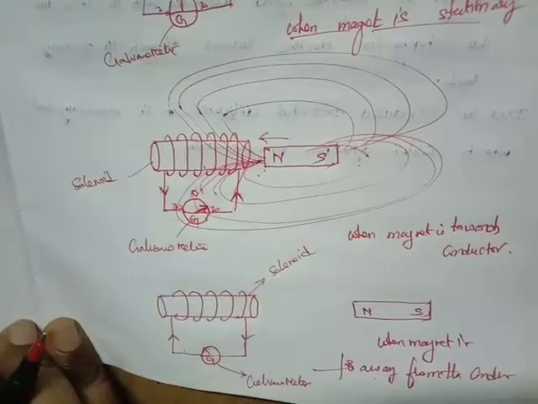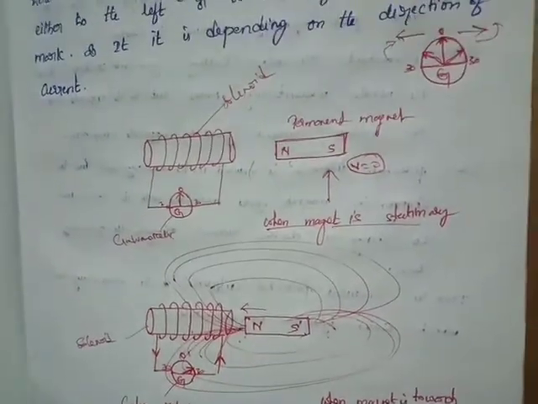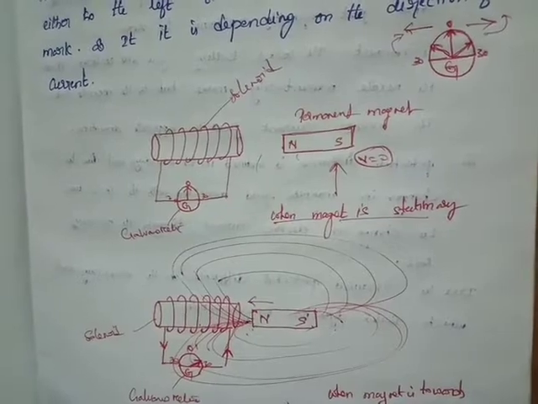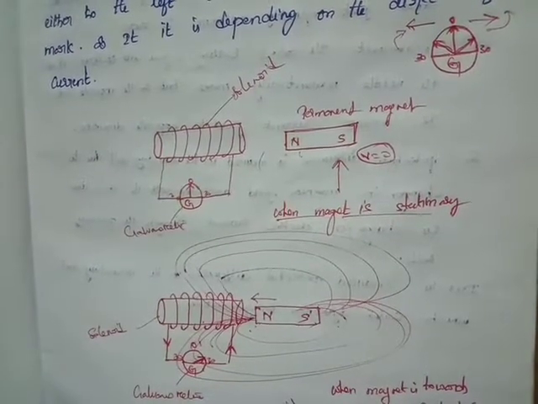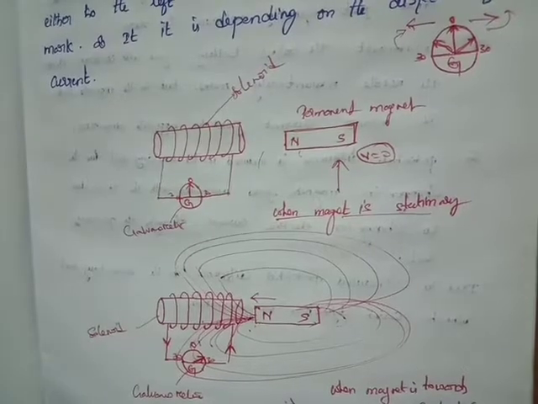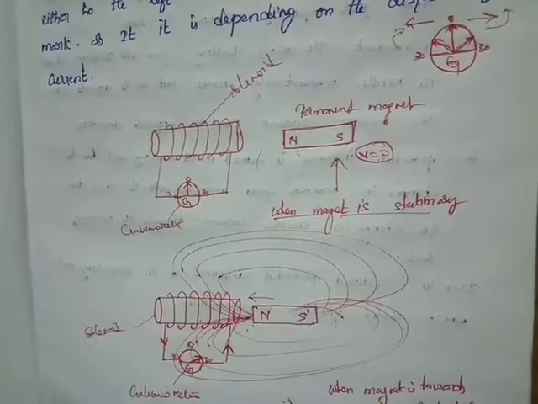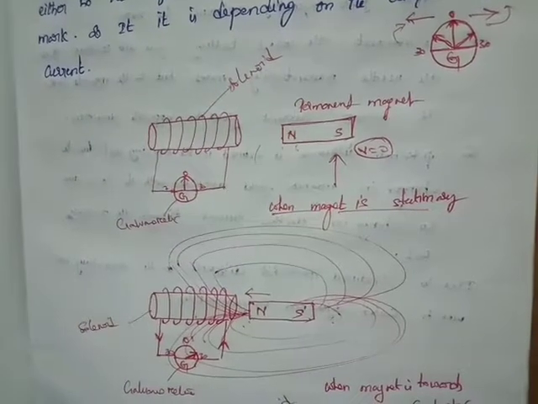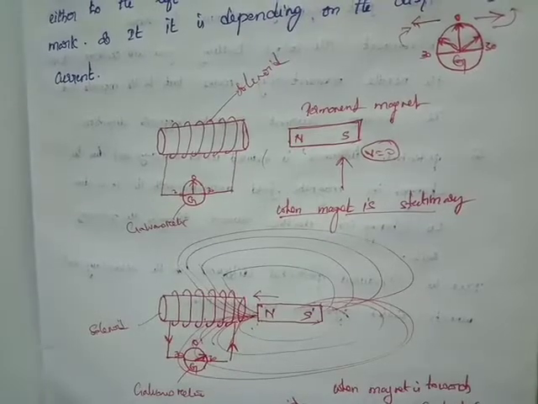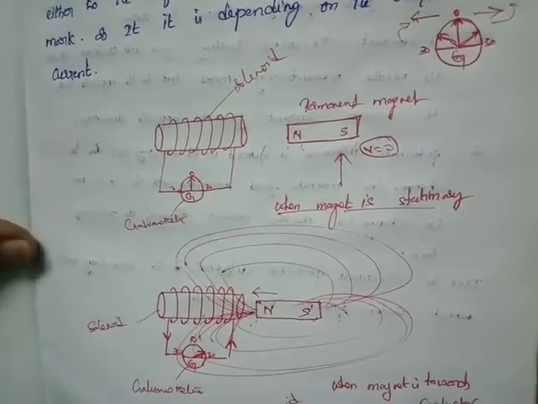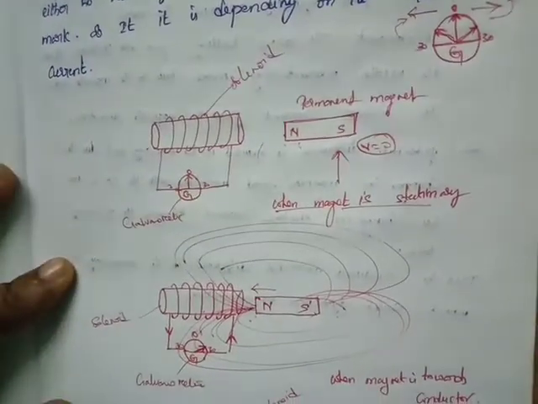Do you understand? So in the three cases: in the first case, V is equal to 0, the magnet is stationary, and the galvanometer shows 0. When the magnet is moved toward the conductor, the galvanometer shows the right-hand side current indication. Then when the magnet is far away from the conductor, the galvanometer needle shows the left-hand side. That means the current direction reverses.